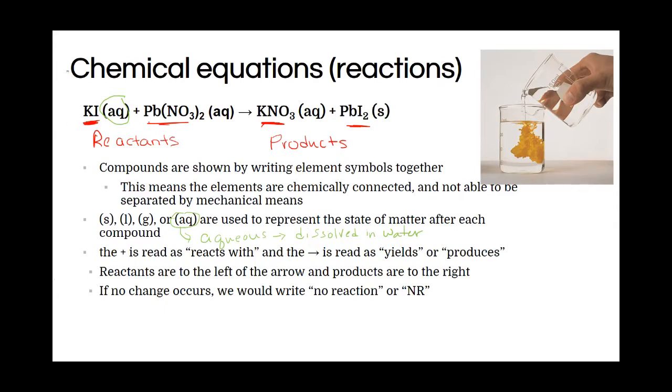Okay, and we would read this reaction as potassium iodide, aqueous, reacts with, so plus means reacts with, lead nitrate, aqueous, to produce, so this symbol here means to produce, potassium nitrate and lead iodide. Okay, so that's how we read chemical reactions. We're going to get really good at that eventually, but I just wanted to introduce the idea here.